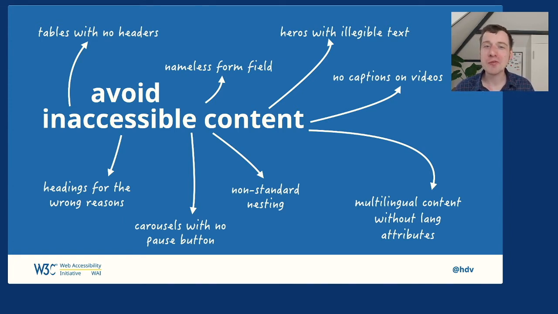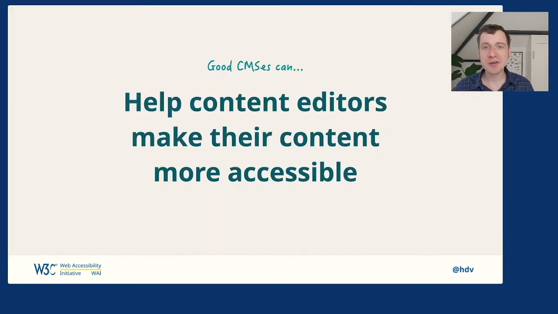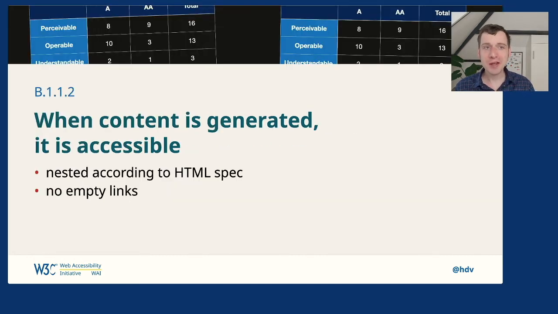We want to help them avoid inaccessible content so that they can ship a website that is accessible and find problems before they ship it, ideally. So a great CMS can really help content managers make their content more accessible. Think about things like when content is created, it is accessible, which is success criterion B.1.1.2 in the ATAG standard. And that is about things like, you need to make sure that it's nested according to the standard. You want to make sure there's no empty links inside of this content.